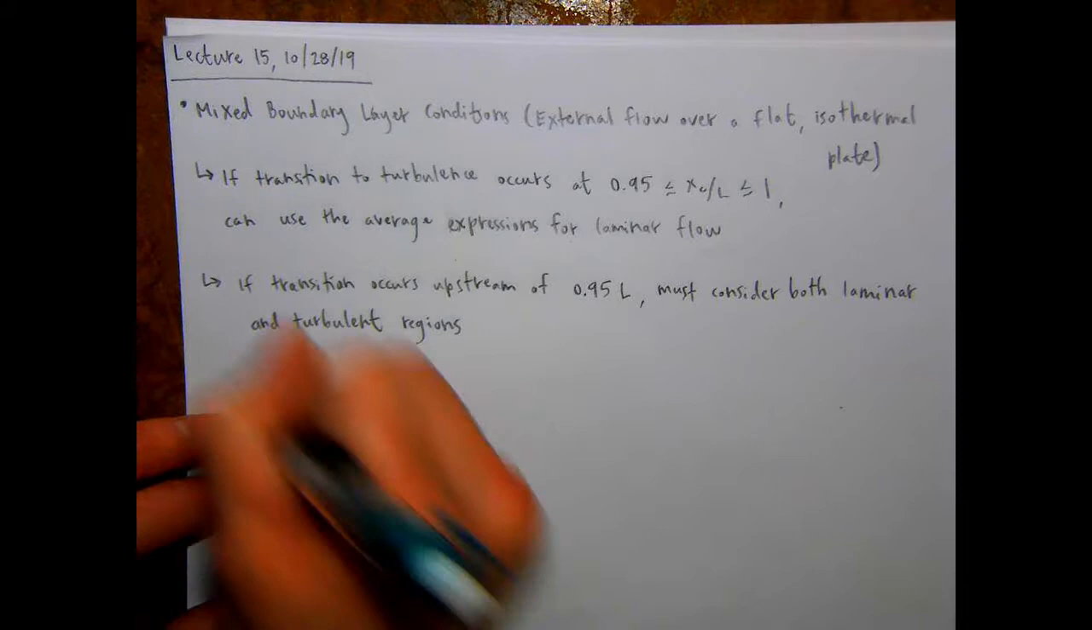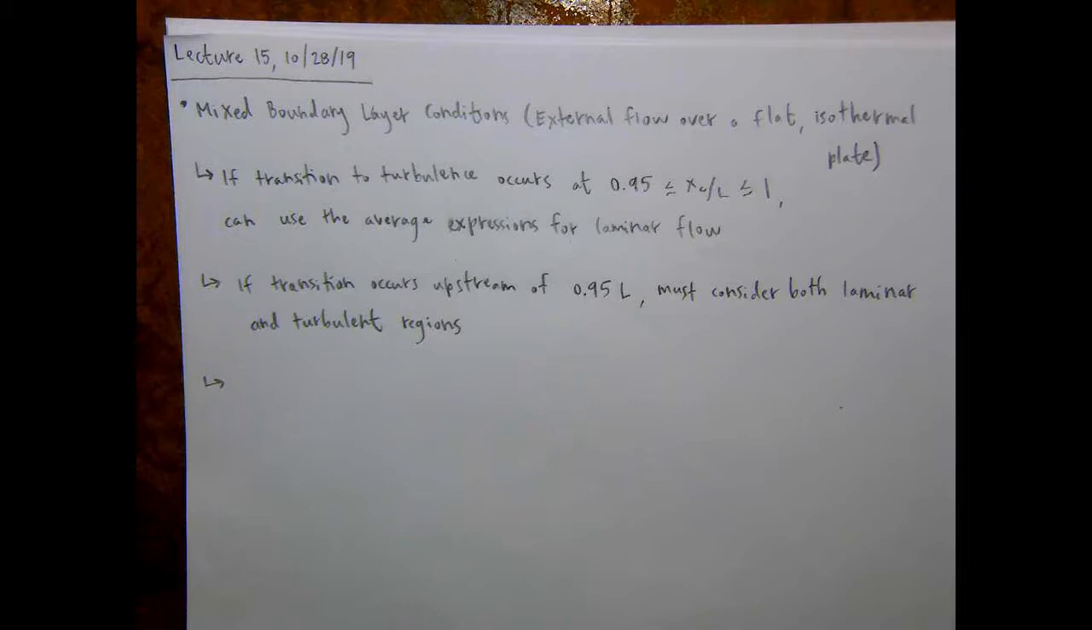And this is done by integrating the local coefficient for laminar flow over the length at which the boundary layer remains laminar, and then adding it to the integral of the local coefficient for turbulent flow over the length that the boundary layer is turbulent. And that's done for all of the different coefficients.